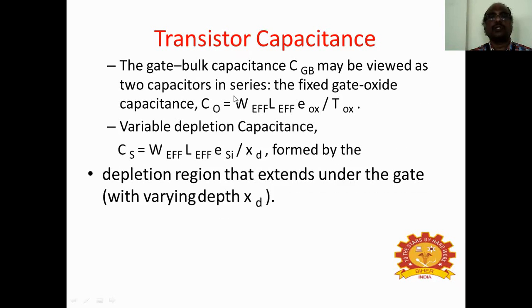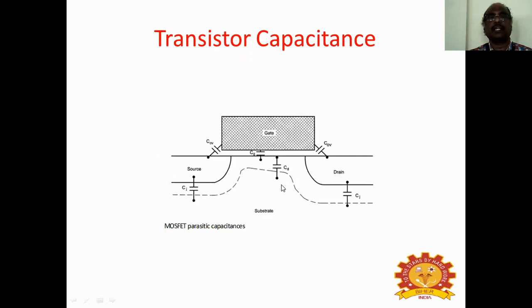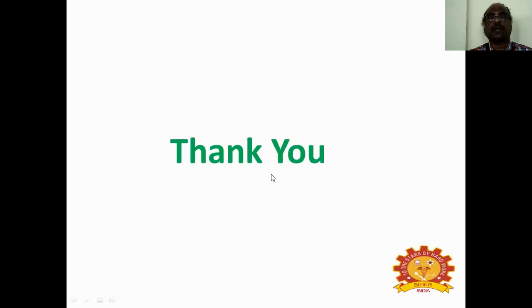It's already mentioned to you. This is called the fixed gate capacitance, which is C0, and this is the variable depletion capacitance, that is formed by the depletion region that extends under the gate. Okay, thank you.